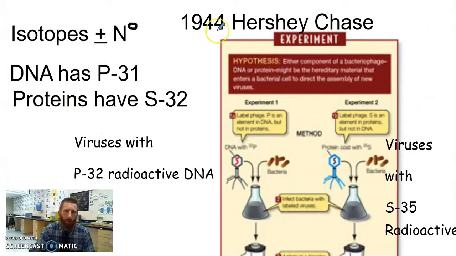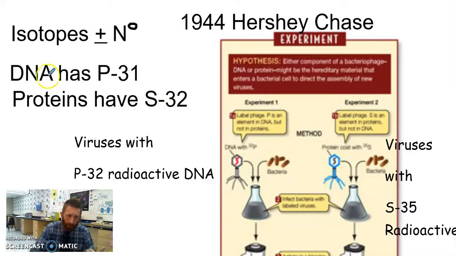So this was around 1944, and they used this idea of viruses only having bacteria and proteins, and they also used this idea of isotopes. Now, back in chapter 2, remember an isotope is an atom that has gained or lost a neutron. Okay, and they took advantage of the fact that DNA has phosphorus, which normally has an atomic mass of 31, and proteins have sulfur, which normally has an atomic mass of 32.